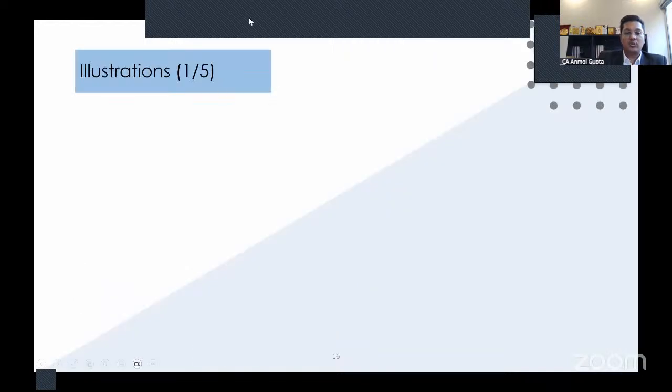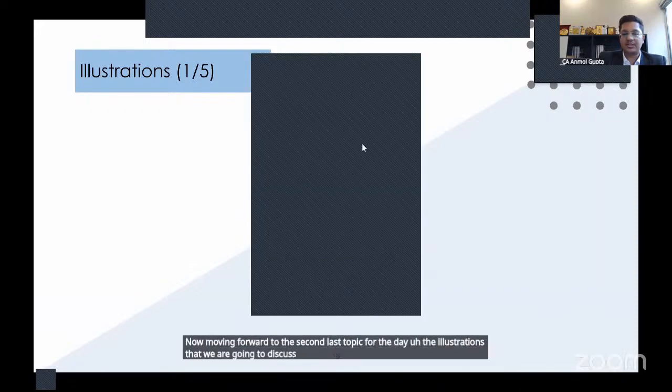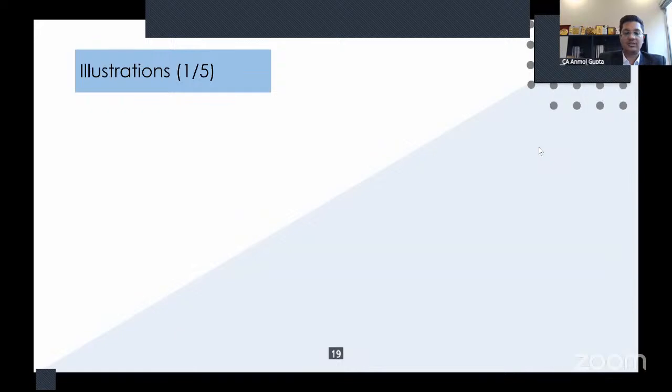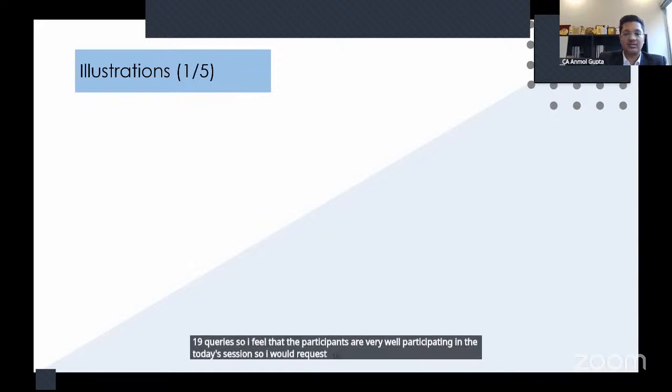Now, moving forward to the second last topic for the day, the illustrations that we are going to discuss. I am seeing that there are many queries in the chat box, 19 queries. So I feel that the participants are participating very well in today's session. I'll take a 20-30 second pause in every illustration. I would request you to answer, and I'll see if you have gained a better understanding of the scheme.